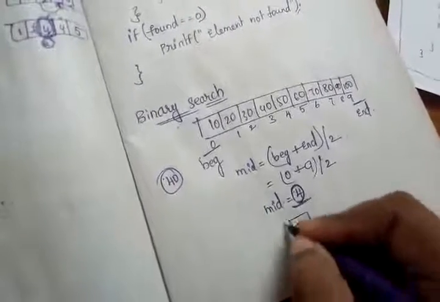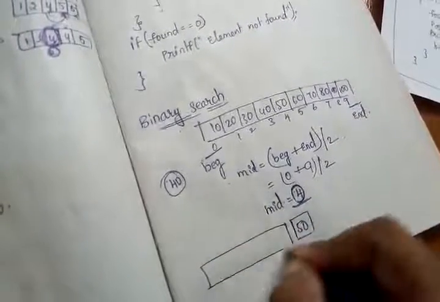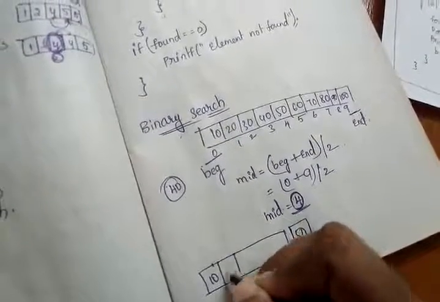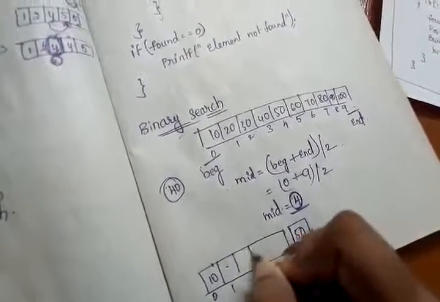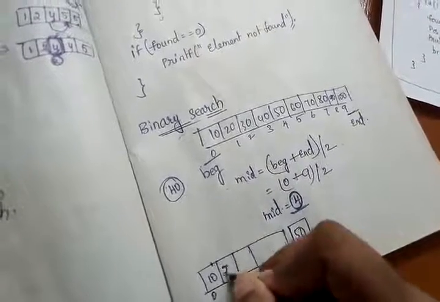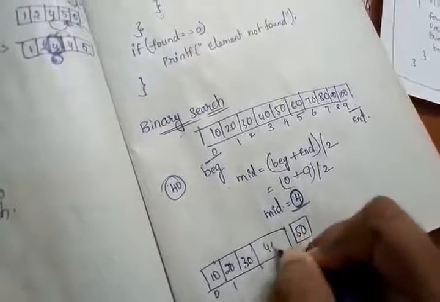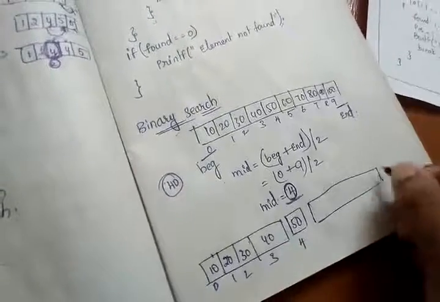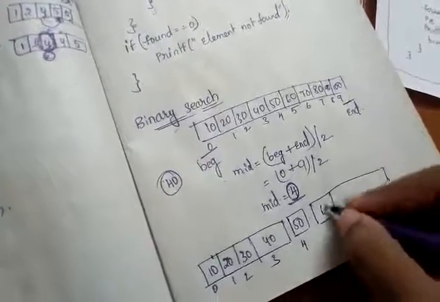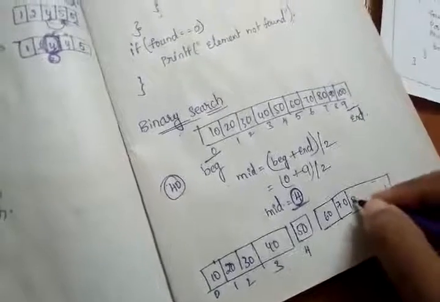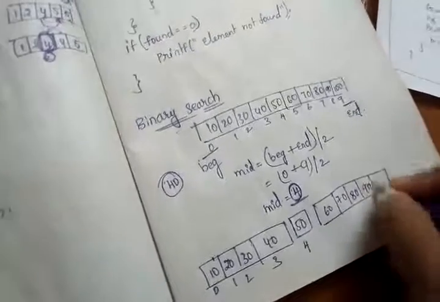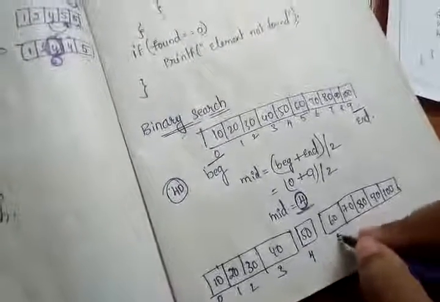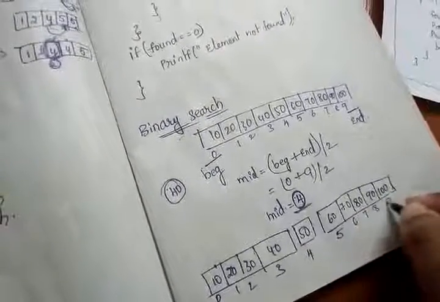The element at index 4, and the elements at indexes 0, 1, 2, 3. And the remaining next half after the middle element, we have 60, 70, 80, 90 and 100. So this is our middle element. These are the positions we have.